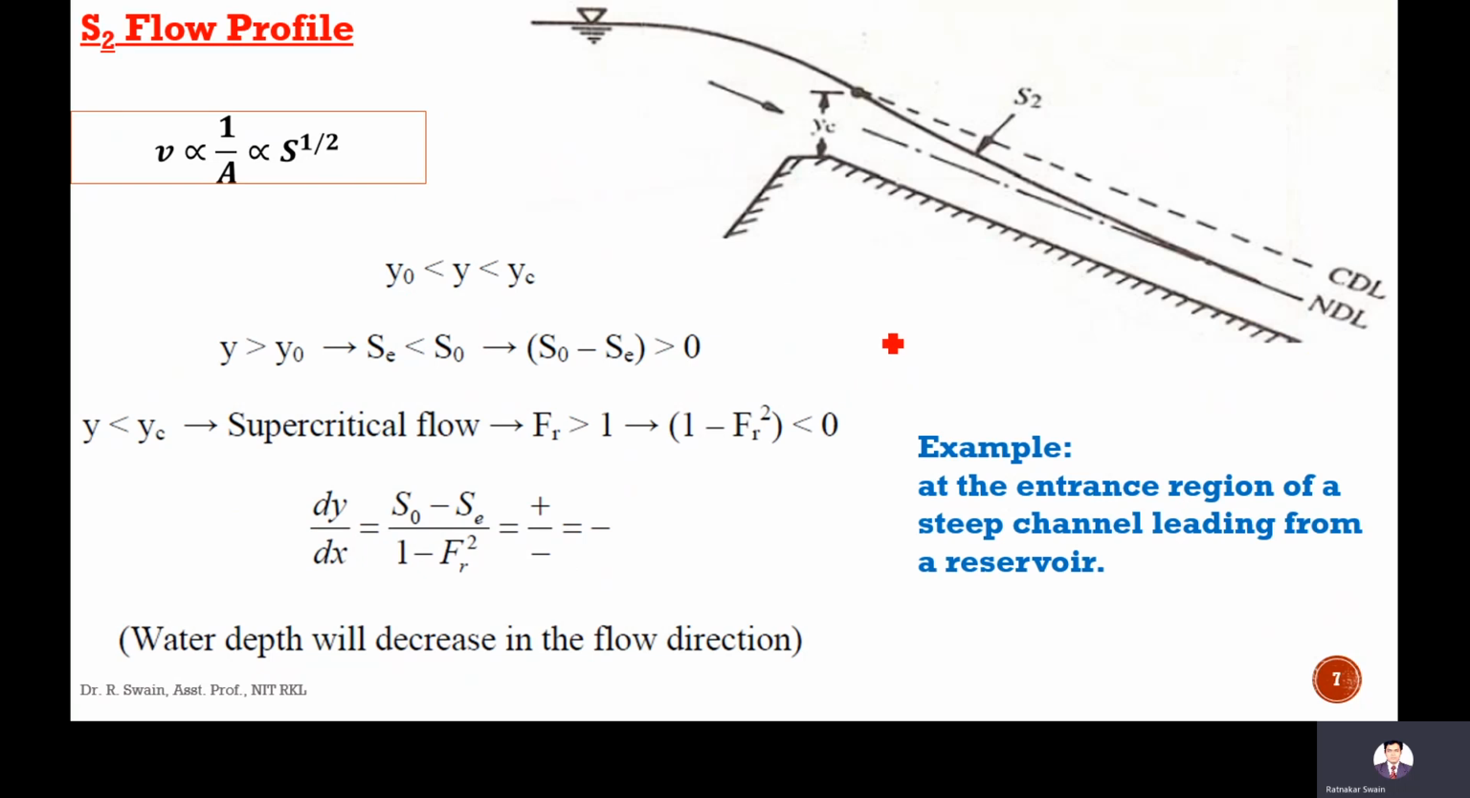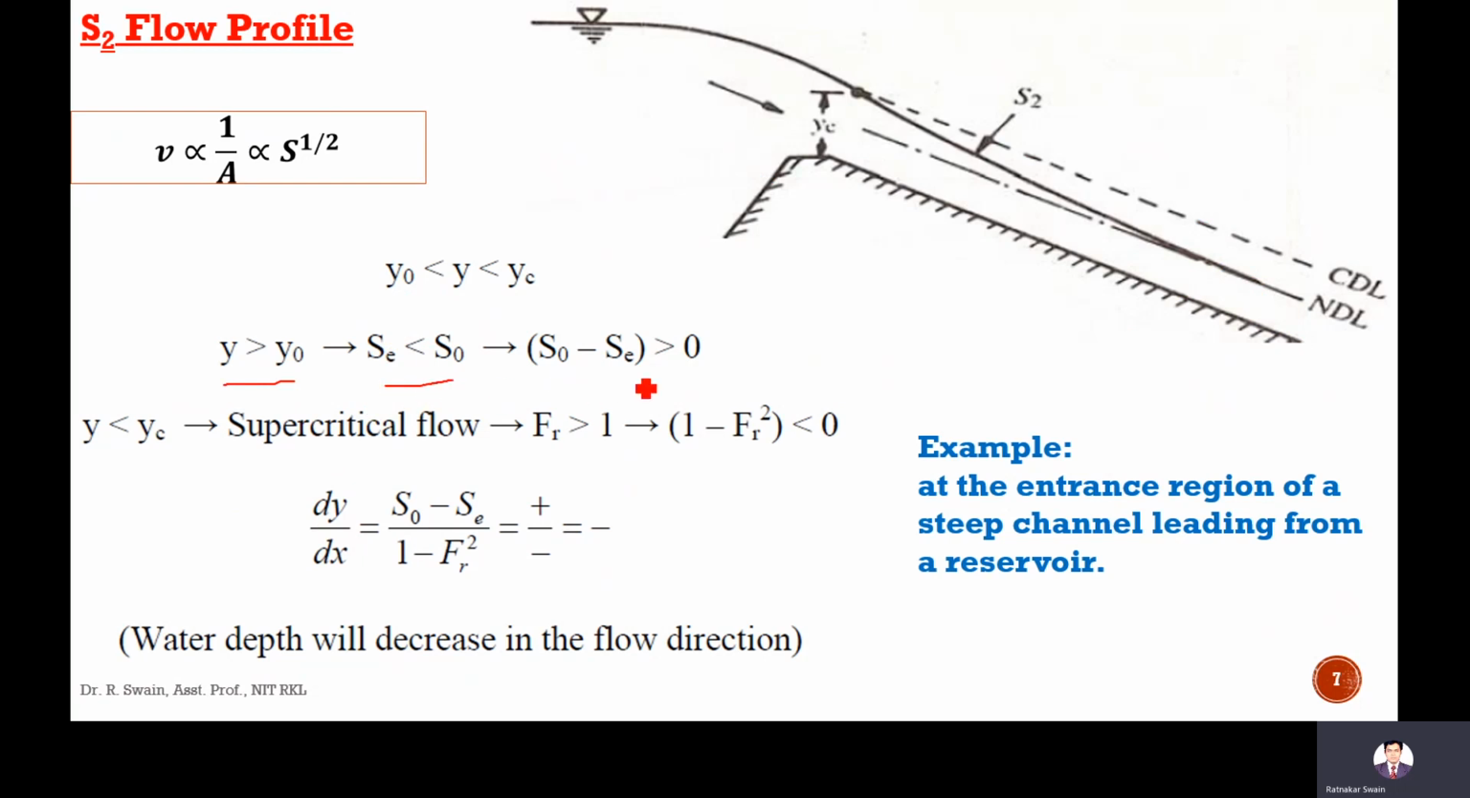Next is the S2 flow profile curve. In this flow profile curve, the y must be in between the CDL and NDL, or less than YC and more than YN. So this is y naught, that is YN. So y is more than y naught. It means SE will be less than S naught because y will be more than y naught.